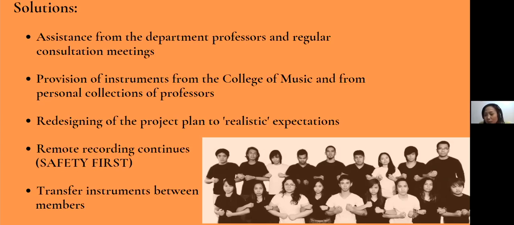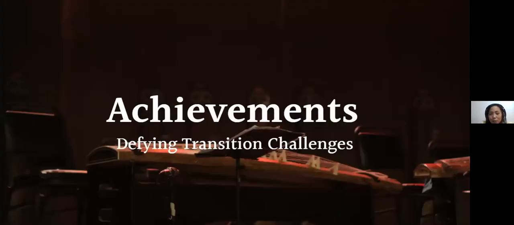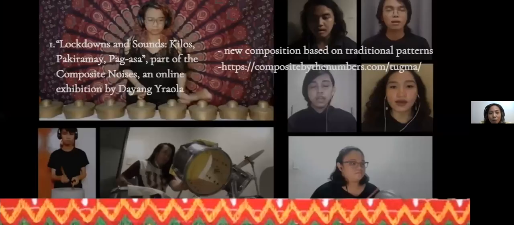So despite all these developments and changes in our group, there's really no answer yet. We're still in our experimental stage. So I don't want to end this presentation on a negative note. Despite the challenges, there are some achievements or breakthroughs within the group or by the group.